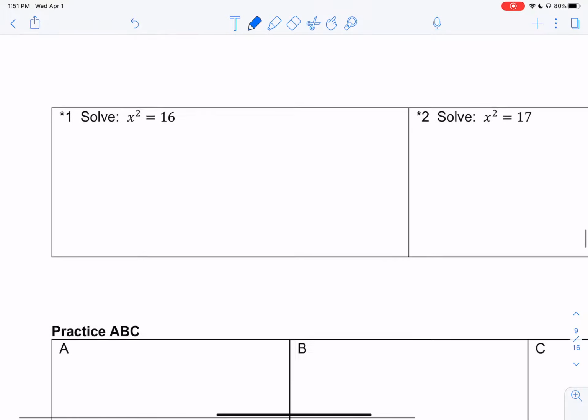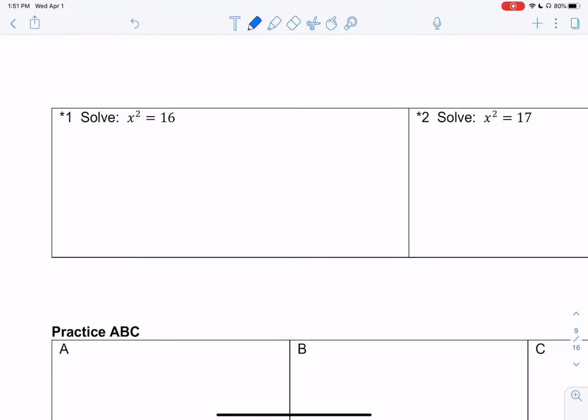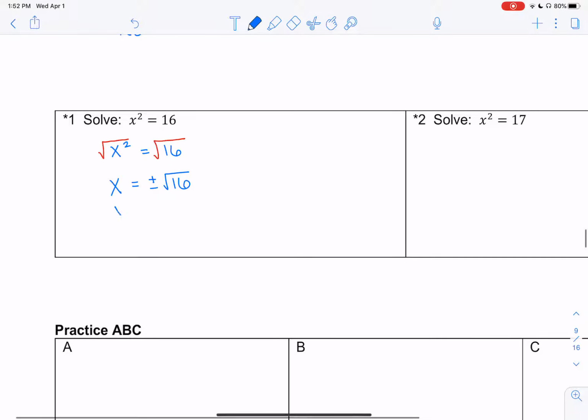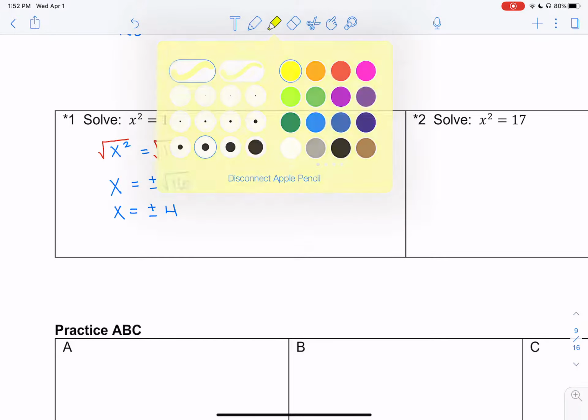All right, we're going to try some star questions. Solving x squared equals 16. In order to solve that, we would square root both sides. So I take a square root to both sides. When I do that, I introduce the concept of a plus minus. So the left side cancels to just x, but the right side is a plus minus square root 16. And then simplifying the square root 16 part, I get plus minus 4. Okay, so that is my solution.